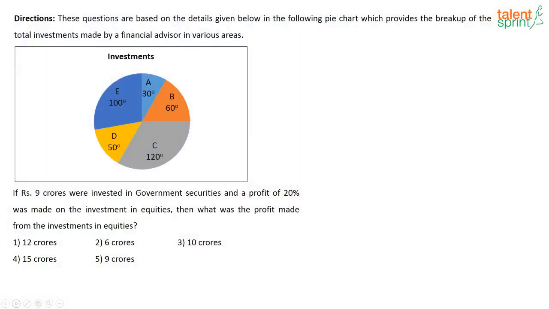Okay, moving on. The next question is there on your screen. The next question is a pie chart, and these questions are based on the details given in the following pie chart, which provides the breakup of the total investments made by a financial advisor in various areas. Once again, let me move on to the next slide. Ideally they should be giving us what each of these represent. That is not given here. Let me just help you with that. In the meantime you just read the question.